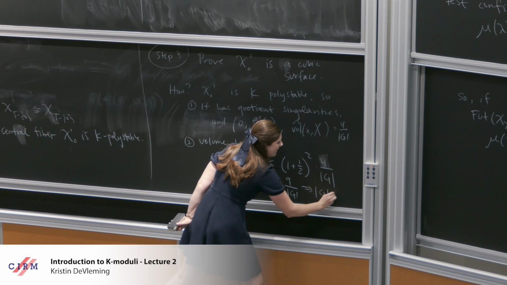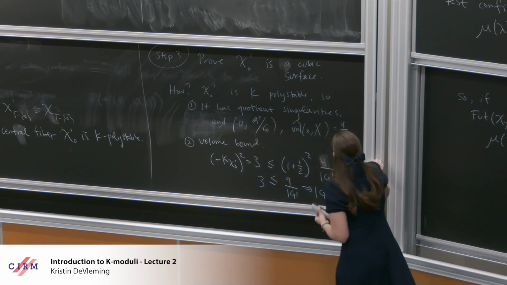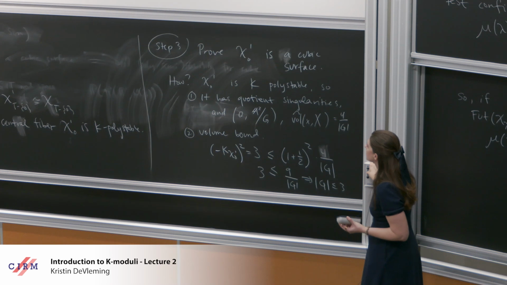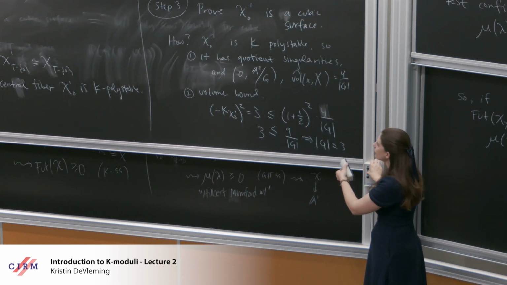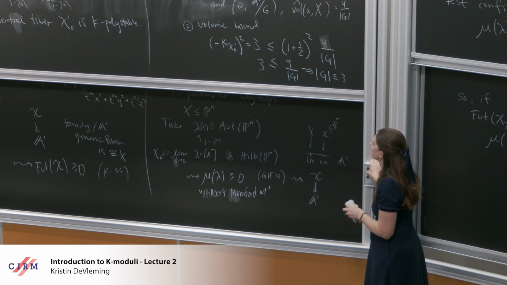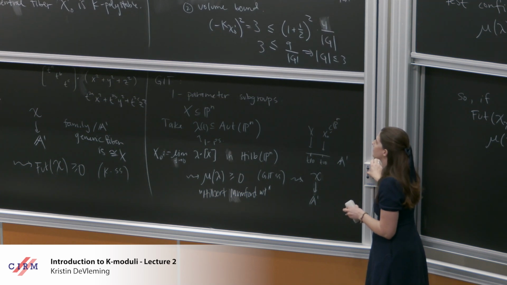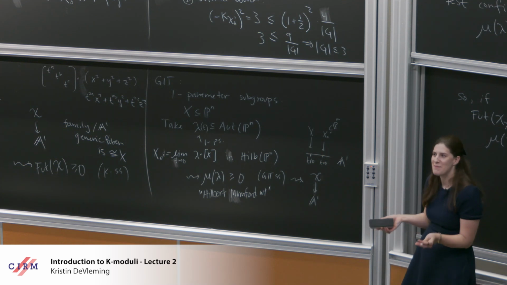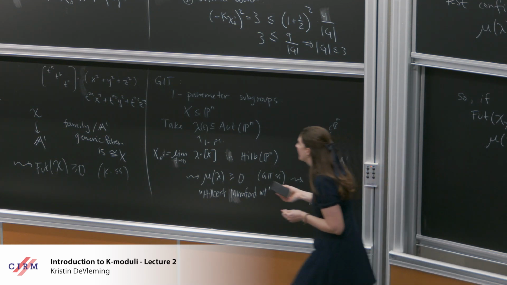Okay, so here we actually have to do arithmetic. But nonetheless, we get that if x has quotient singularities, which it must because it's K-polystable, then those singularities are quotients by a group of size at most 3. We know what those are. There are not very many groups of size less than or equal to 3.